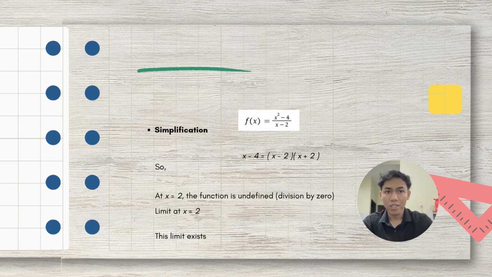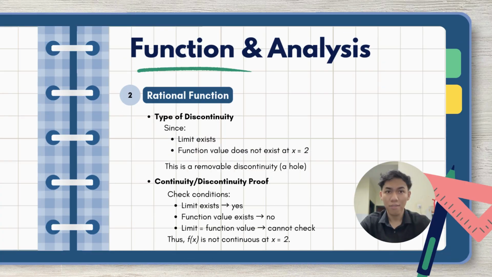So the type of discontinuity of this rational function is one where the limit exists, and the second is that the function value does not exist at x equal to 2. This is a removable discontinuity, a hole.